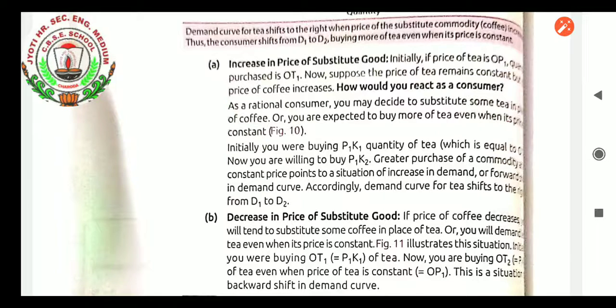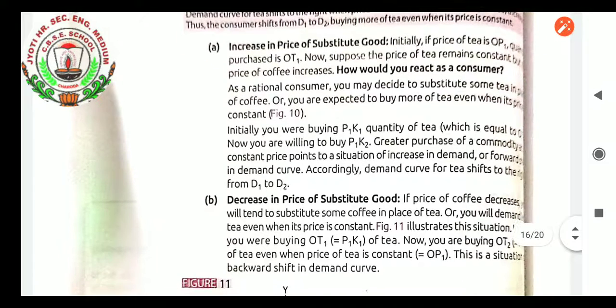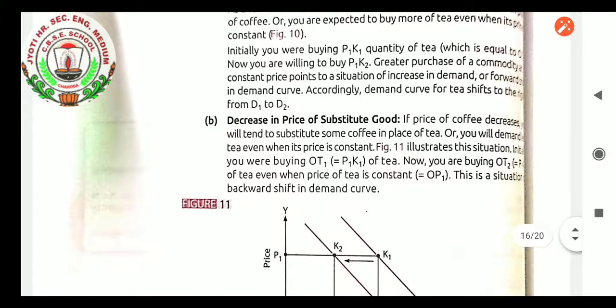From K1, the quantity demanded increases to K2. Price is constant, you can see P1 for both. Means price is constant, only the quantity demanded is increasing. Greater purchase of a commodity at constant price points to a situation of increase in demand, or forward shift in the demand curve. Accordingly, the demand curve for tea shifts to the right.